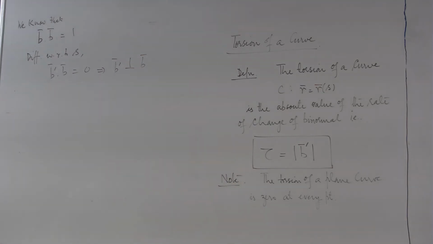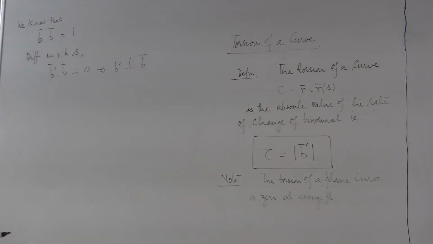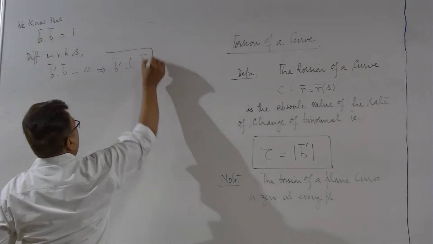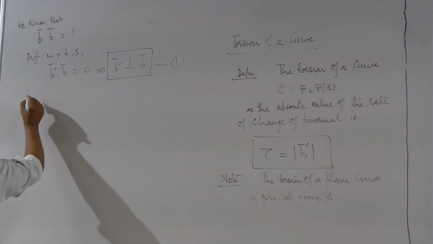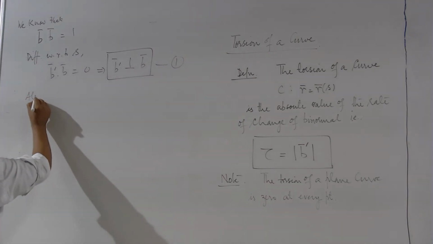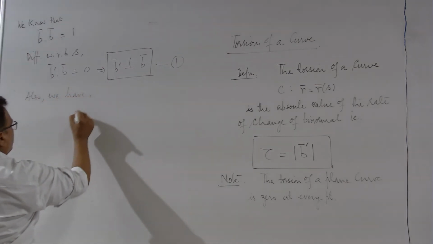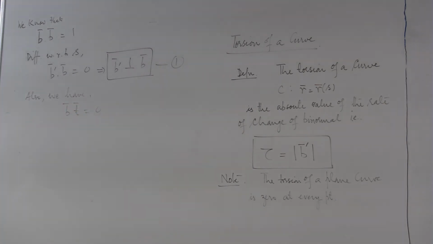Now, you have a triplet of vectors t, n and b, and there is a vector b dash which is perpendicular to b, and therefore, it will lie in the plane of t and n. So, this is observation number 1. Now, we also have b dot t equal to 0, because they are perpendicular to each other.